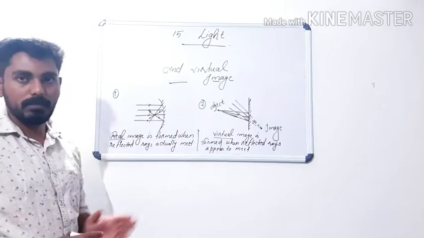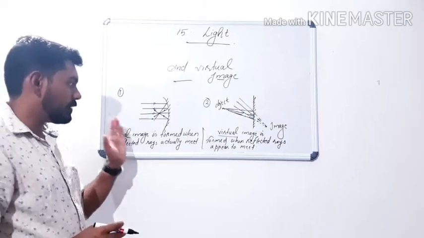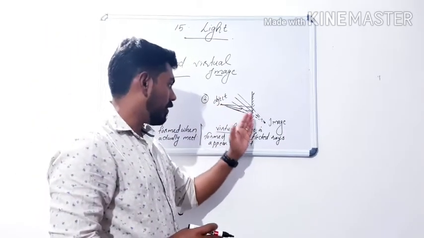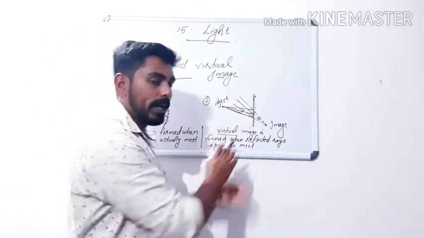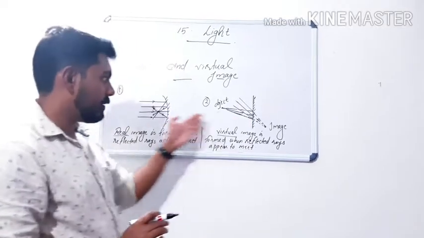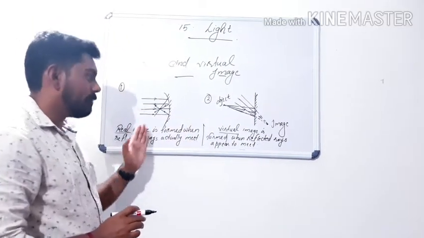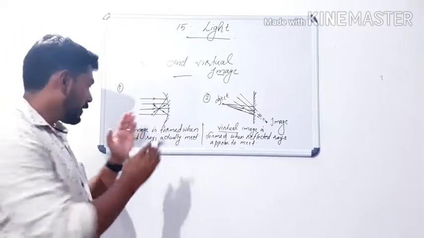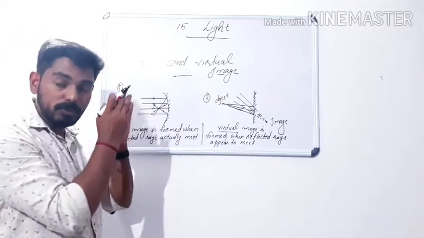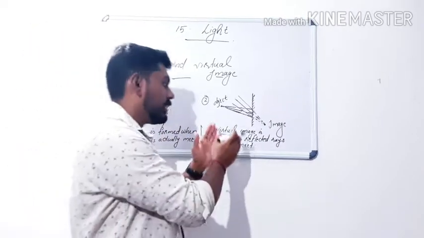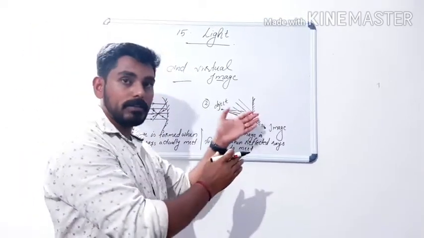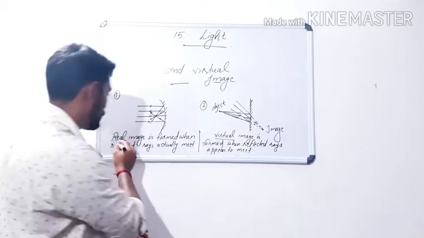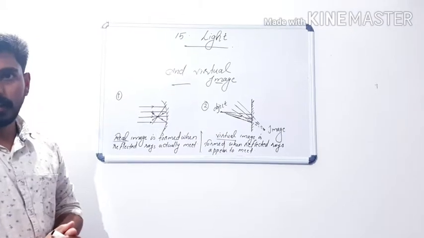So these are the two images. A real image can be obtained on a screen, while a virtual image cannot be obtained on a screen. These are the main differences between real and virtual images. A real image is formed when the reflected rays actually meet at a point, and a virtual image is formed when the reflected rays appear to meet at a point. So that is the difference between real and virtual images.